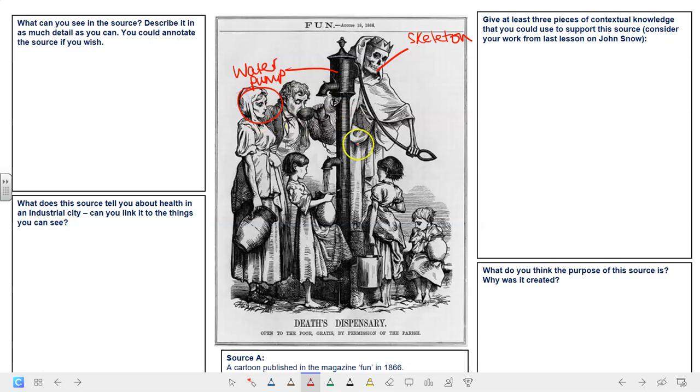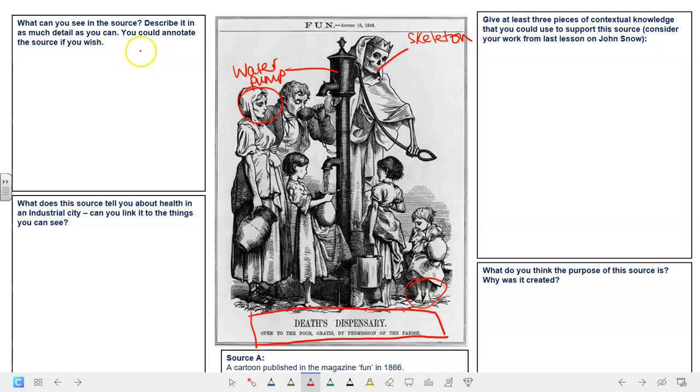I would consider what the people look like. Think about the fact that there are no shoes on their feet. Maybe think about what is being said here. So this says death's dispensary. So a dispensary is something that gives something out, it dispenses things. Open to the poor, gratis by permission of the parish. So the parish is like the people that are in charge, and gratis means free. So this is saying that this is open to members of the poor completely for free. So think about what that might be trying to say.